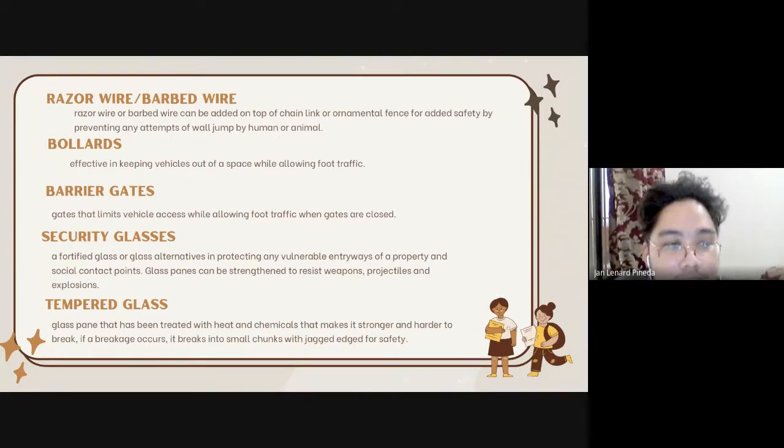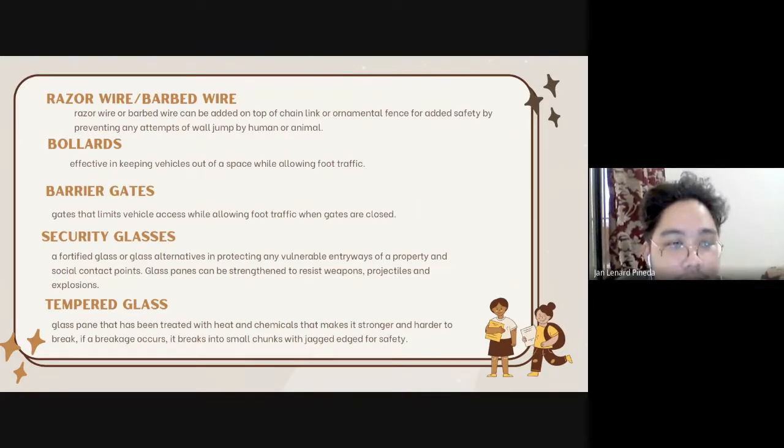Bollards are effective in keeping vehicles out of a space while allowing foot traffic. Bollards are sturdy, short, and vertical posts. They are used for any property that needs no fences or walls around it, as they only limit the entryway of vehicles from any direction.